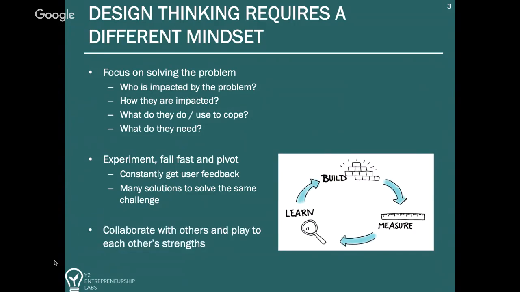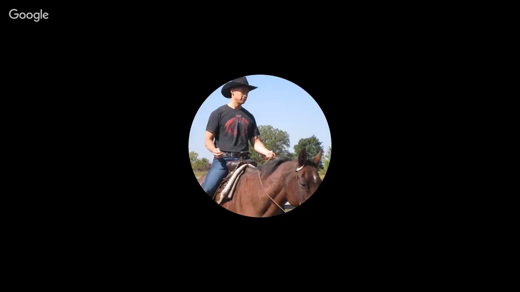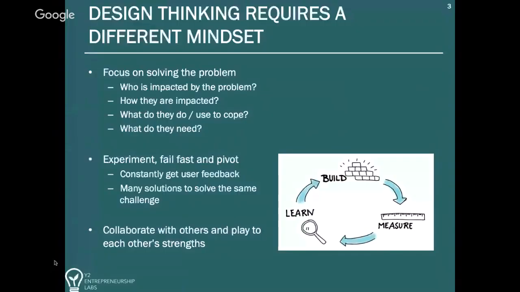Something else I've seen with design thinking is that because students will often work in teams, it really is an opportunity to work with others, learn about others' strengths, play to your own strengths, and leverage other strengths.